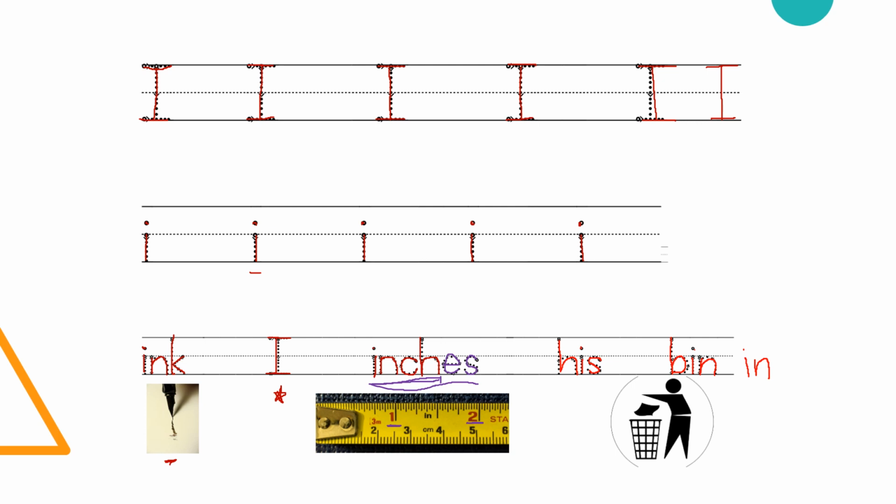So there's a lot of common words that we use with I: is, in, bin, his, him, igloo, ink, okay? And then always remember the capital I, that's very important.